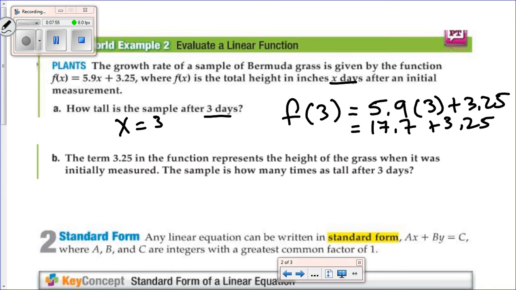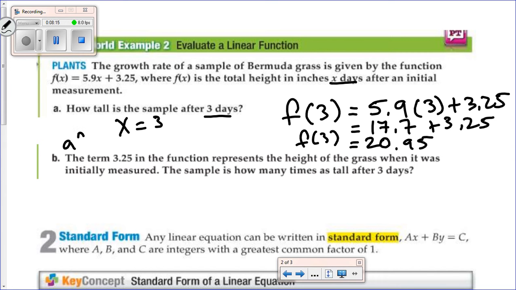Add those two together, and we should get 20.95. F of 3 equals 20.95. Okay, in the context of this problem, how tall is the sample after 3 days?